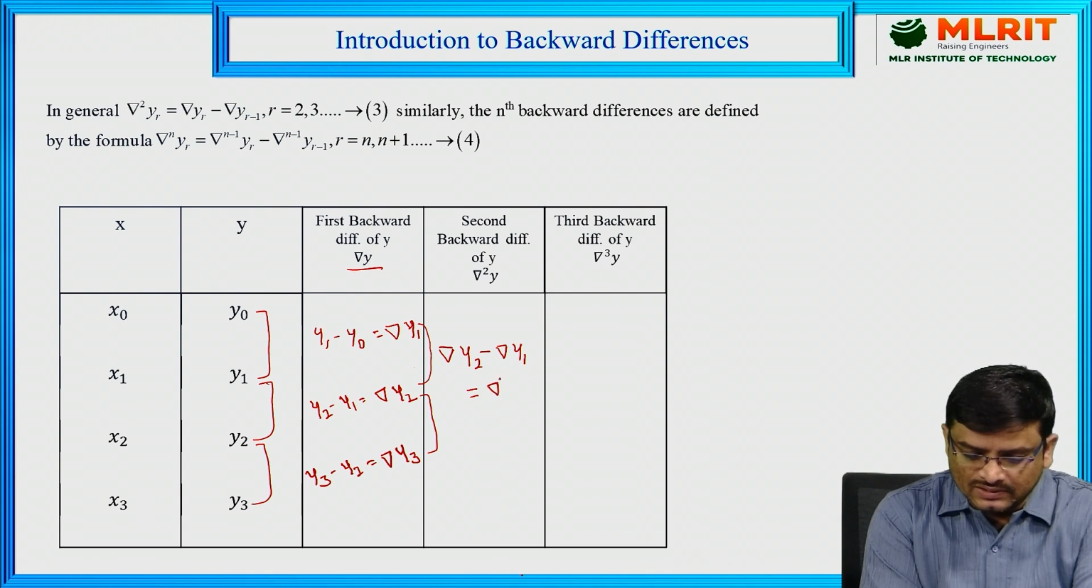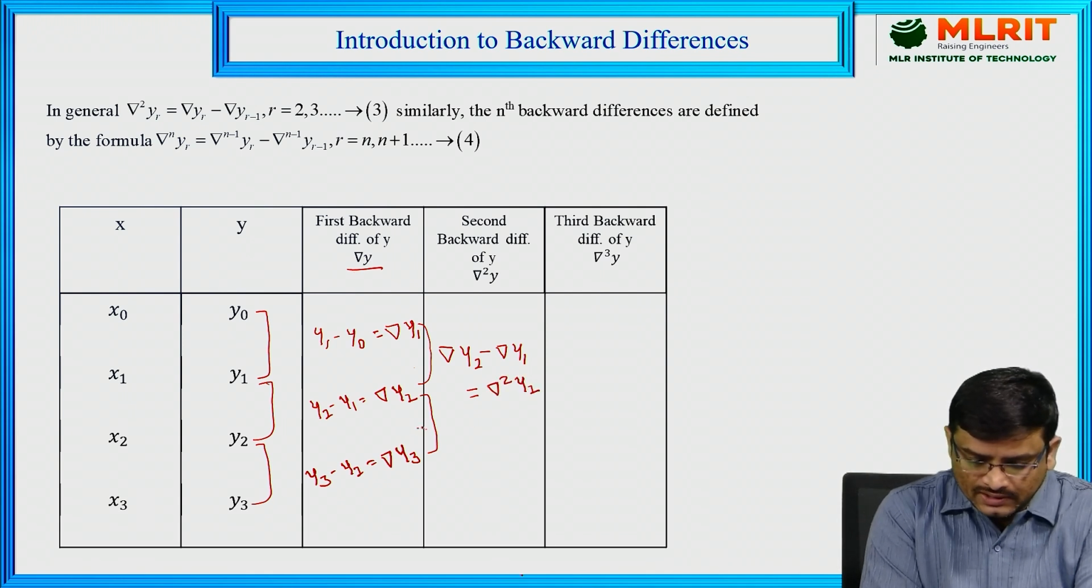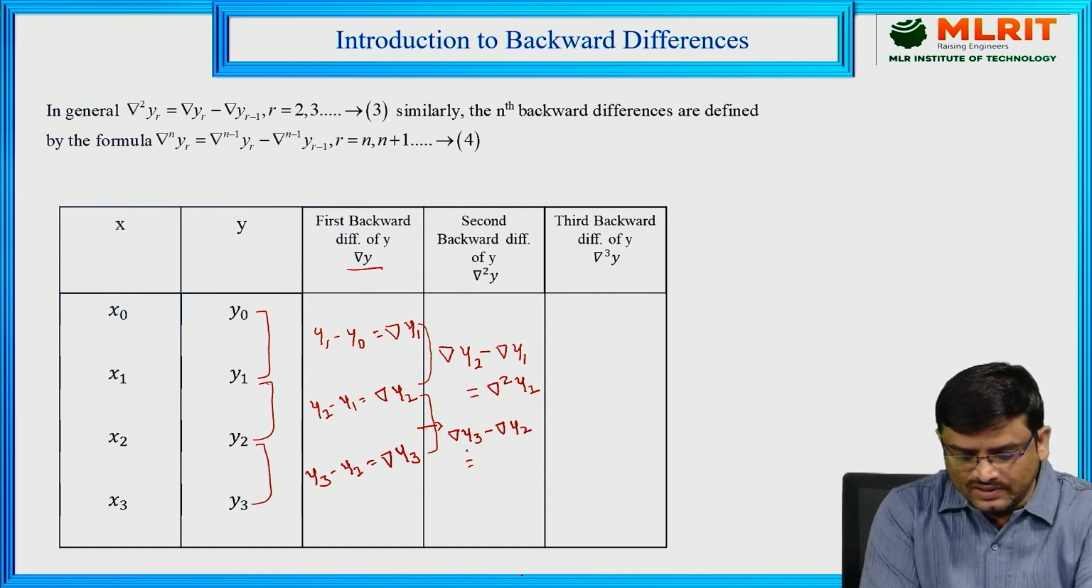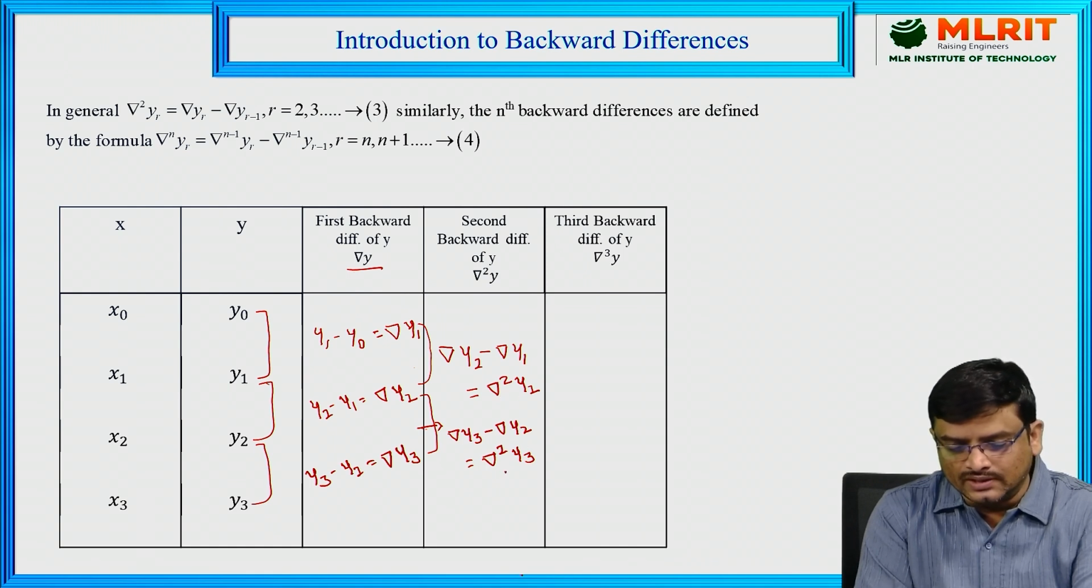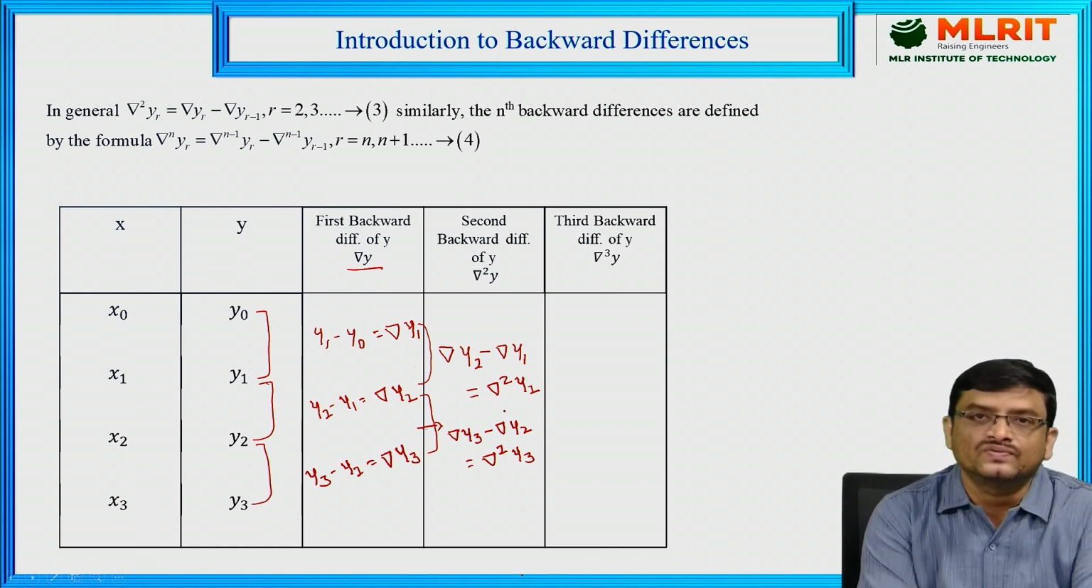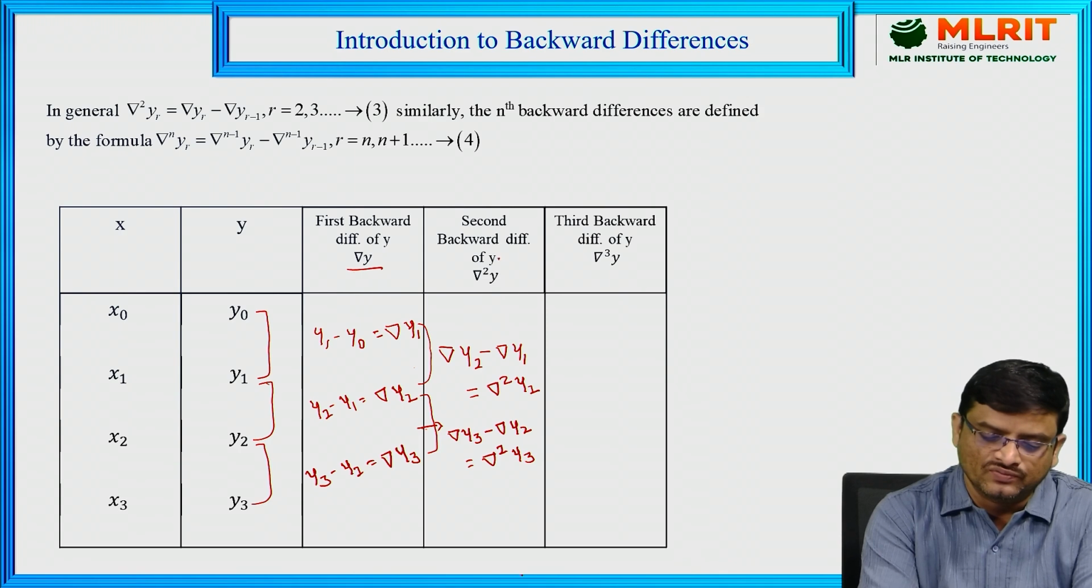and is represented with del square y2. And now you take these two values, del y3, second value minus first value, that is del y2. If you find the difference of this, we will get a value that is represented with del square y3. Okay, this del square y2 and del square y3 are the resultant values of the second backward differences of y.